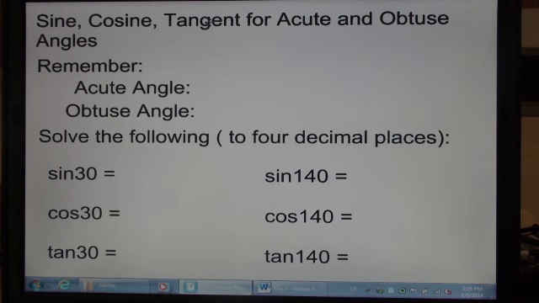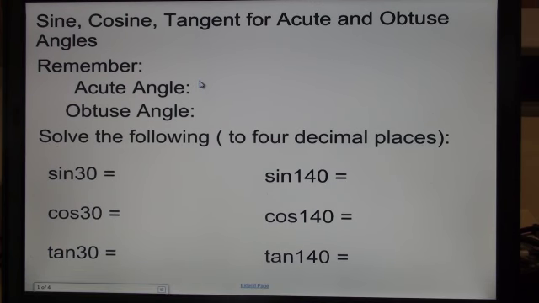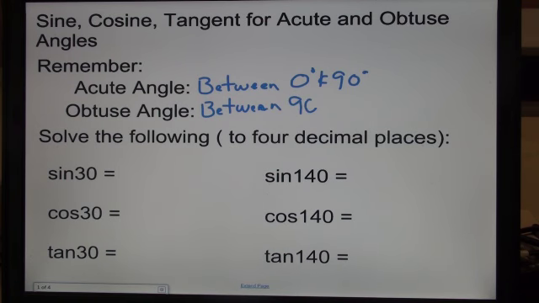So acute angles are angles that are between 0 and 90 degrees, whereas an obtuse angle is between 90 and 180 degrees. Remembering that a 90-degree angle is called a right angle.